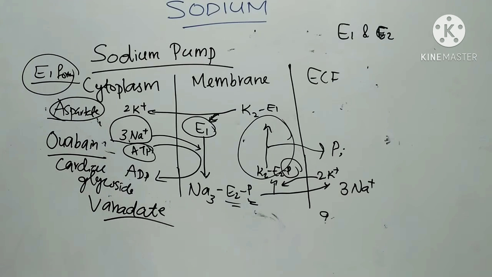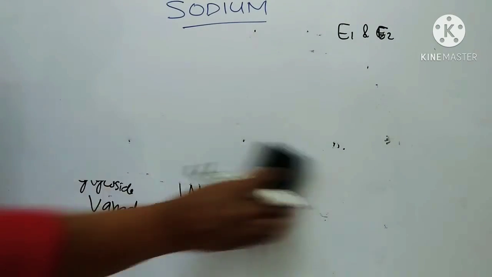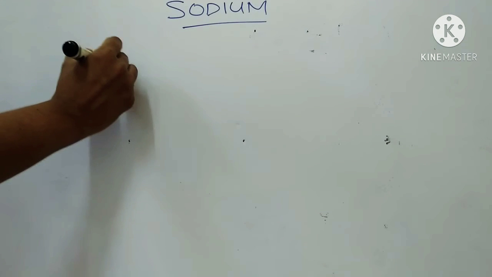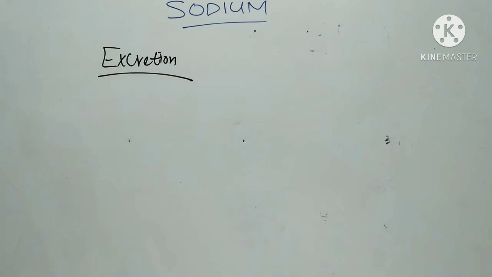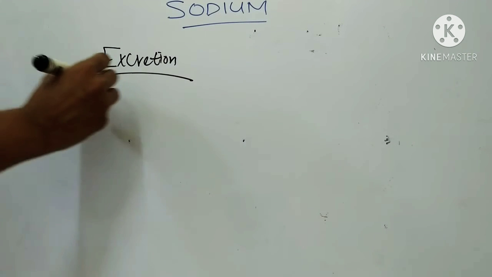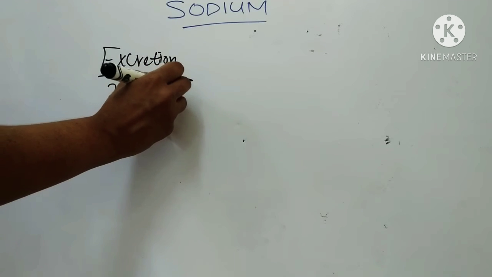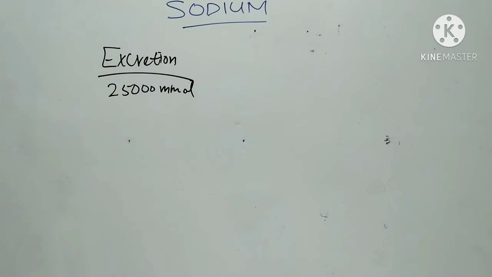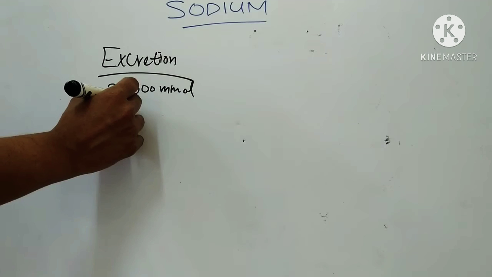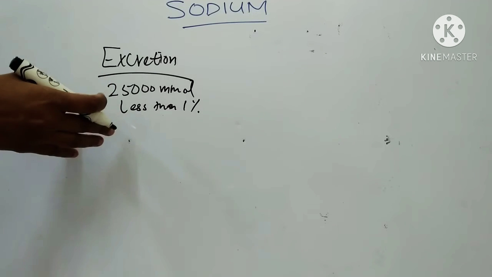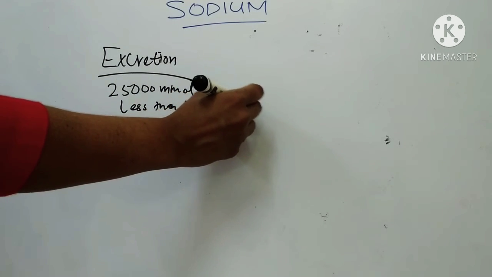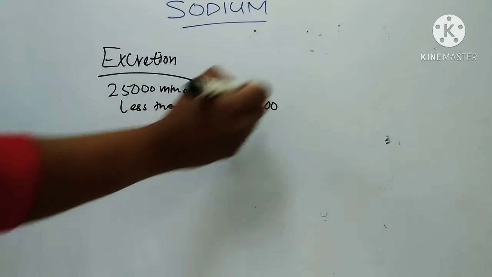Then next we will see excretion of sodium. Coming to excretion, every 24 hours approximately 25,000 millimole of sodium are filtered by the kidneys. Due to tubular reabsorption, less than 1% of this sodium appears in urine. That is about 100 to 200 millimole per day.